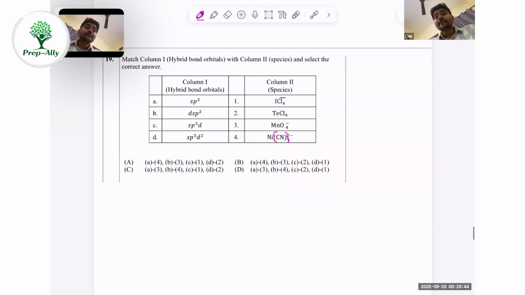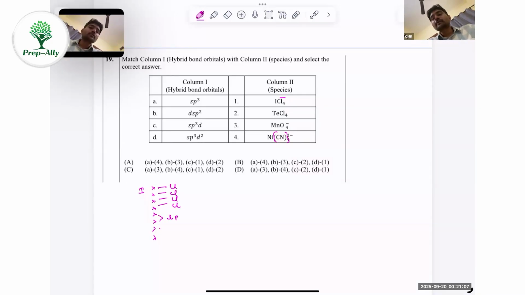Whenever you take hybridization, here iodine is given, a halogen, so it has 7 valence electrons, and one more electron makes 8 electrons. There are 4 chlorine atoms, and chlorine is monovalent, so total 4 electrons are used. The remaining electrons are not involved in any reactions, so they exist as lone pairs. So 2 lone pairs and 4 bond pairs, total 6 electron pairs. Six electron pairs means the hybridization is sp3d2. So ICl4 minus should be sp3d2.